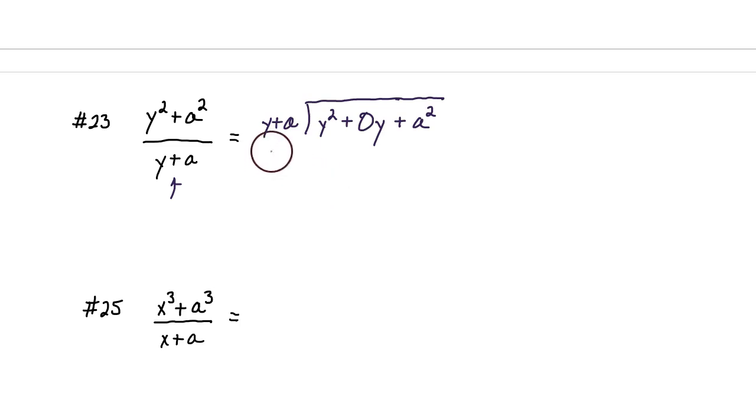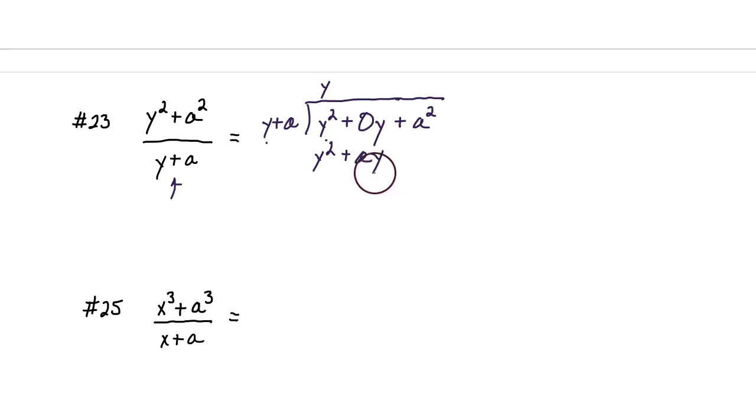Now let's start dividing. We're going to look at the leading term there and the leading term there. Y times what is y squared? That would be a y. Now multiply what you're writing up on the top by the divisor out in the front and write the result under here. Y times y is y squared. Y times a is ay.